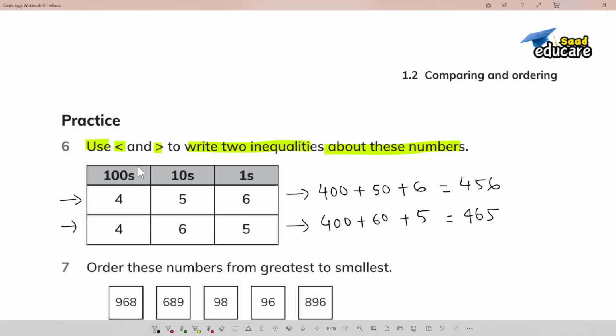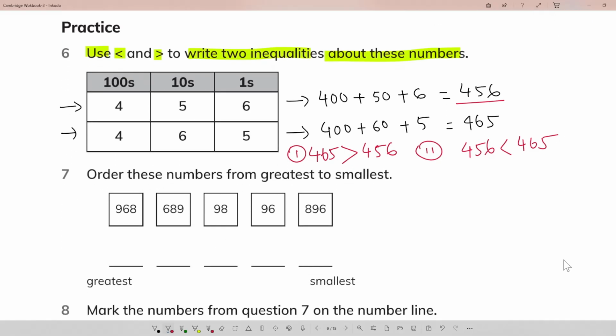So we should use greater and less. So two things. First, we can write greater. Greater is 465 and less is 456. It's the number 1. And number 2, we can use a less than sign. So which is less or smaller? 456, and greater is 465. So we can say 456 is less than 465. It's a simple thing. Now next question, order these numbers from greatest to smallest.